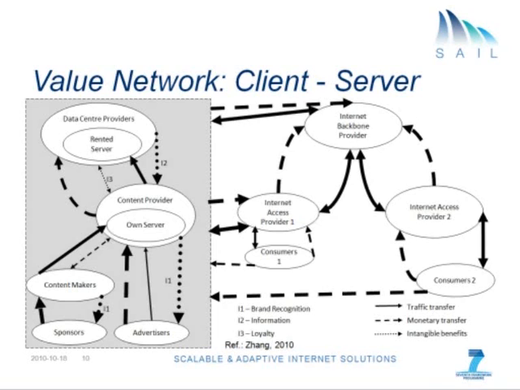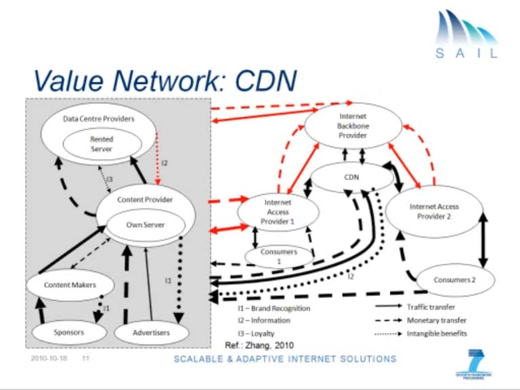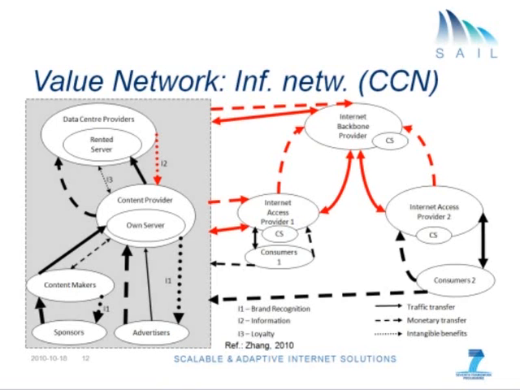So what the content provider needs to offer services and offer content to consumers. Then the other key players are internet backbone provider, internet access providers, and consumers. And in this analysis, there are three different models to analyze. So first is client-server. So this means traditional data center based content delivery. Then CDN, this refers to the content delivery network model, and the last is information networking.